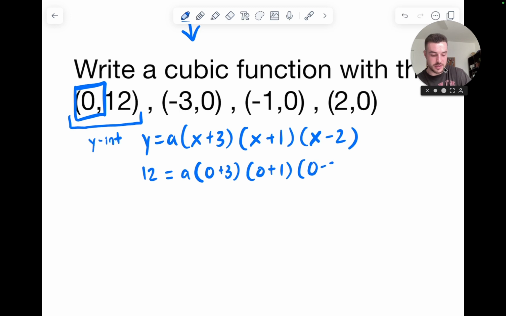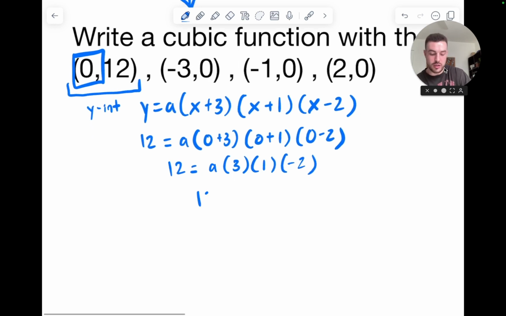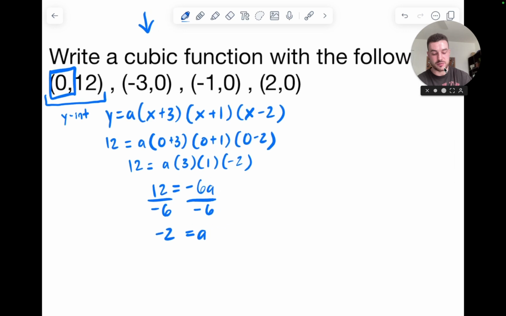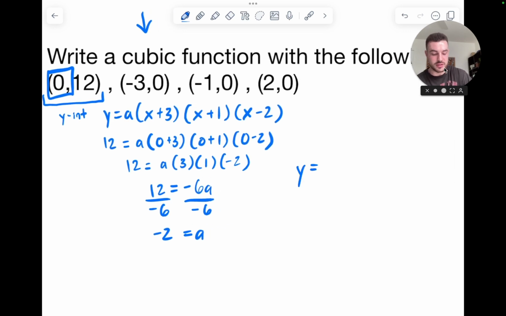That should be a 0 minus 2. And now we can simplify. So I have 12 equals a times 3 times 1 times negative 2. Or 12 equals 3 times 1 times negative 2 is a negative 6 with an a. And if I just solve for that a value now, I get negative 2 equals a. So that tells me my equation is going to be y equals an a value of negative 2, and then we have those factors, x plus 3, x plus 1, and x minus 2.